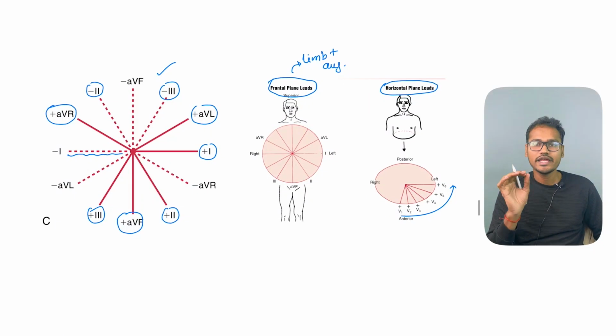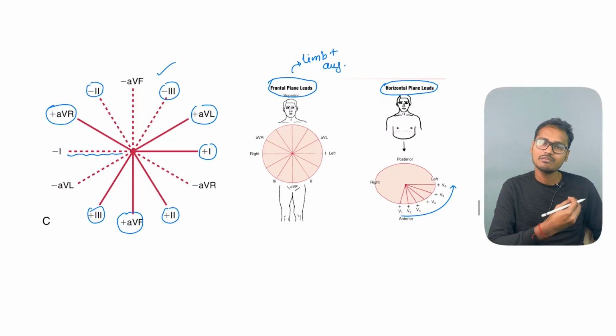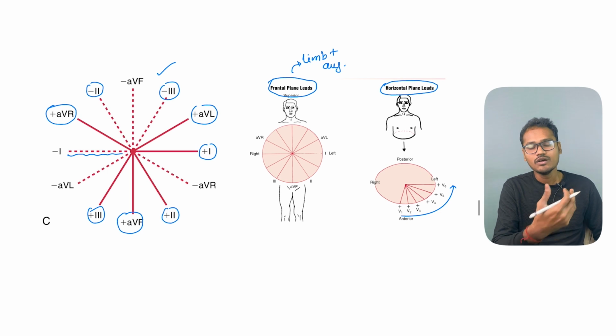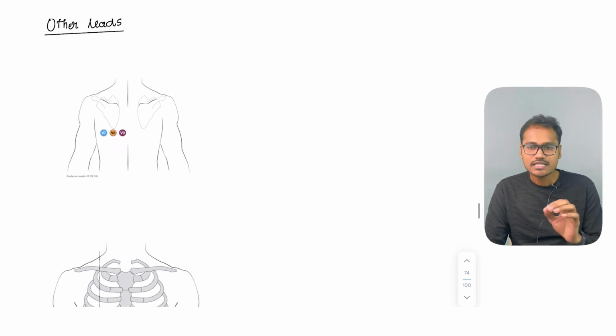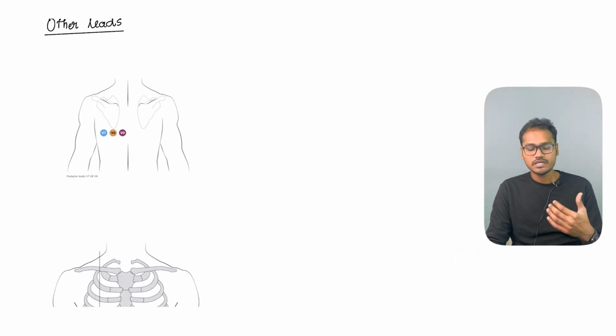We are not doing any intervention to the patient, but just by placing these leads, you can identify what has happened inside the heart. So that's the beauty of ECG. These are the classical 12 leads, and there are some other leads which are used on special occasions.